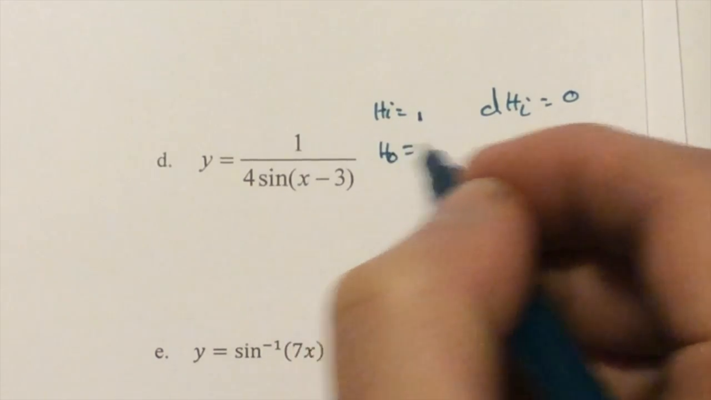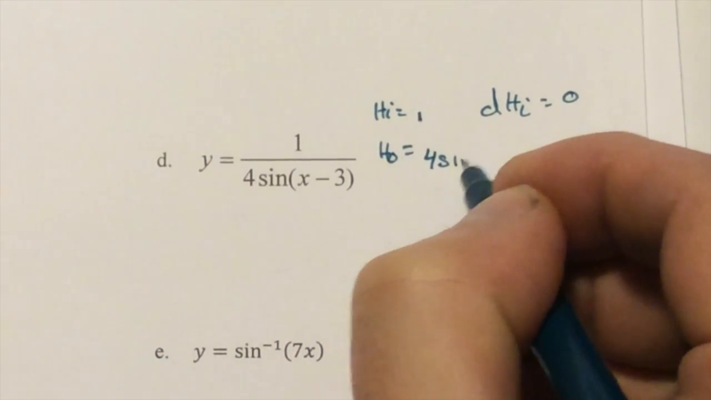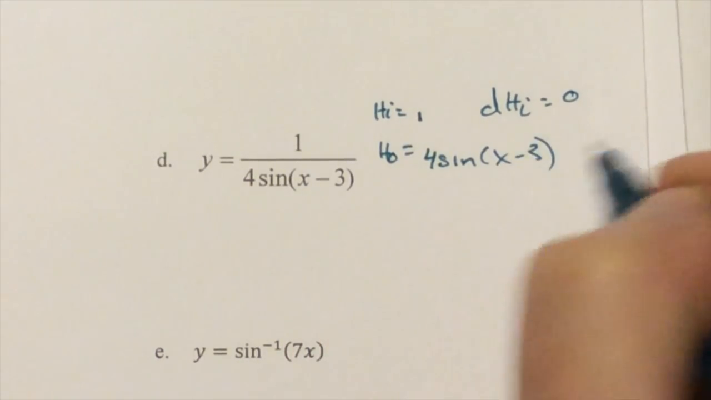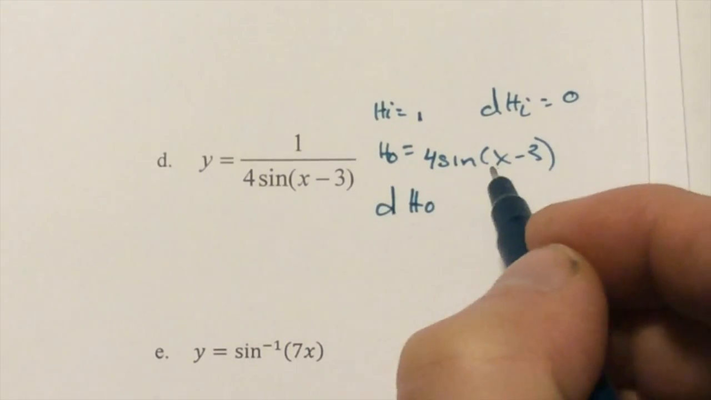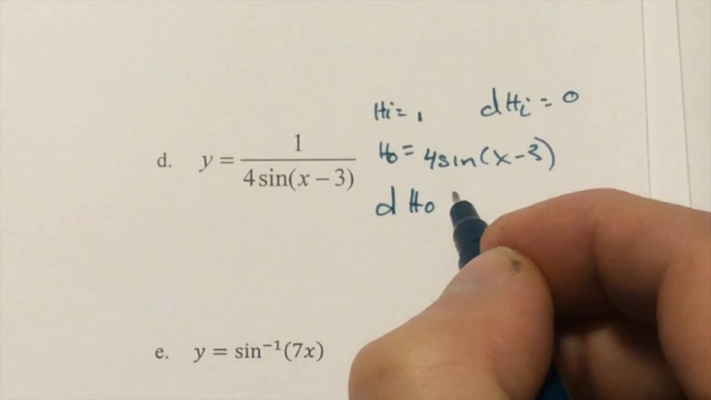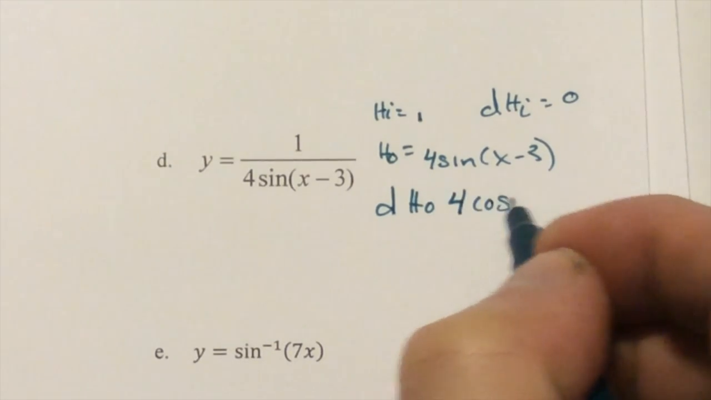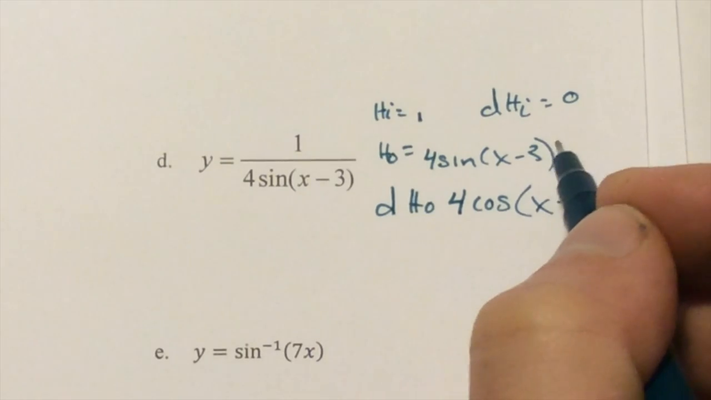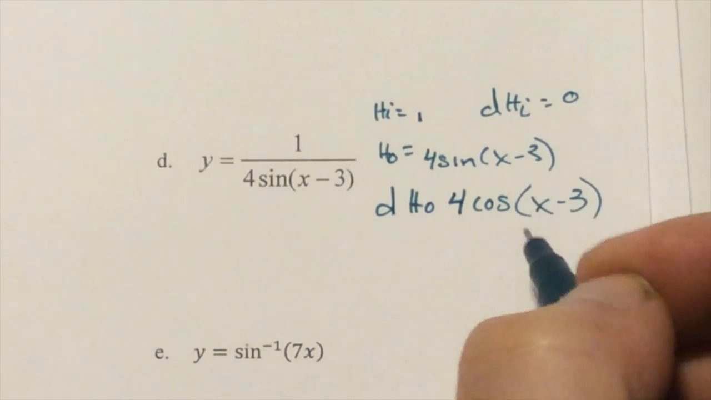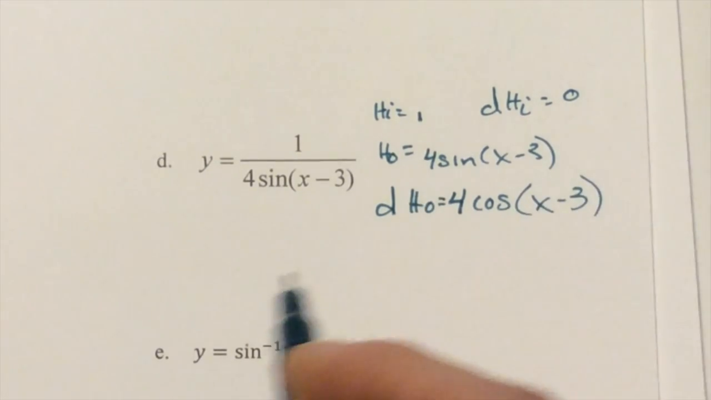My ho function is 4 sine x minus 3. So my d ho function is, well, the derivative of sine is cosine. So I have 4 cosine x minus 3 times the derivative of what's on the inside, which is 1. So there's our d ho. So we go quotient rule.